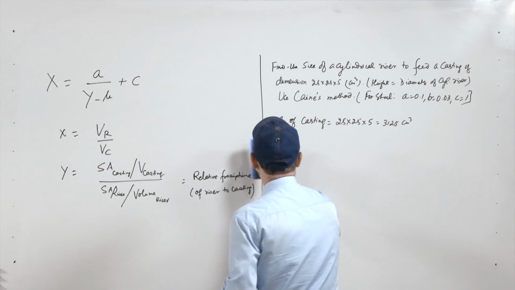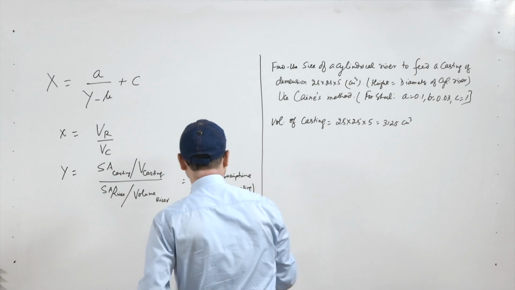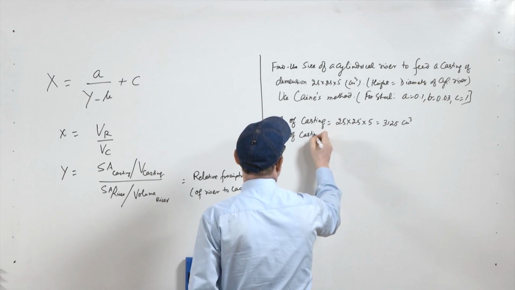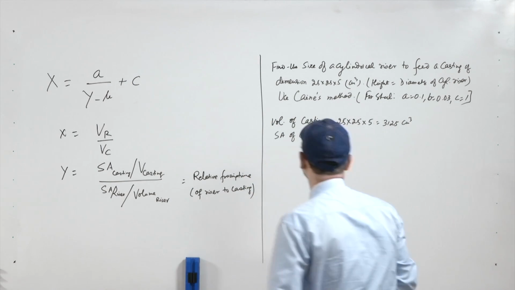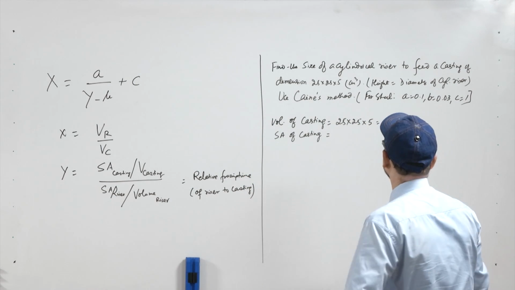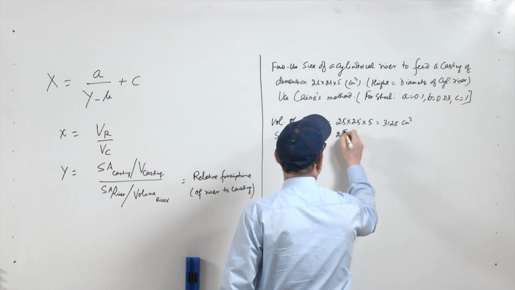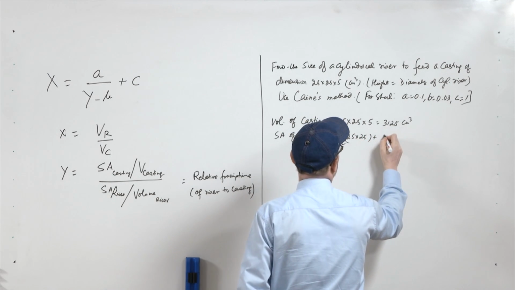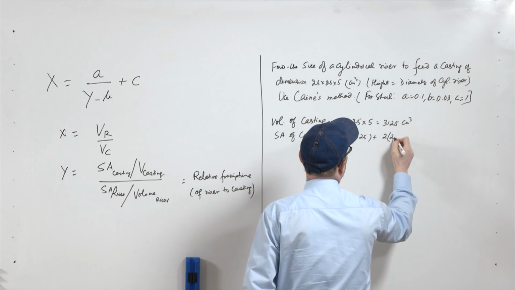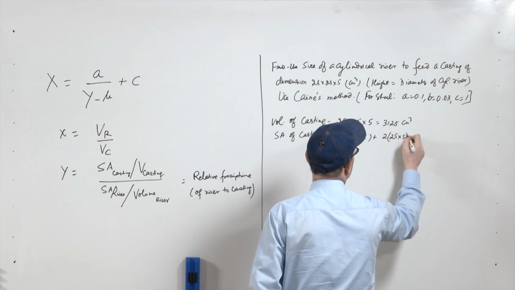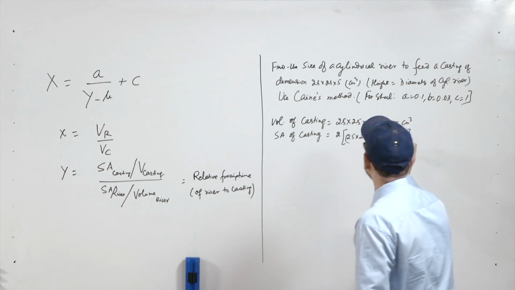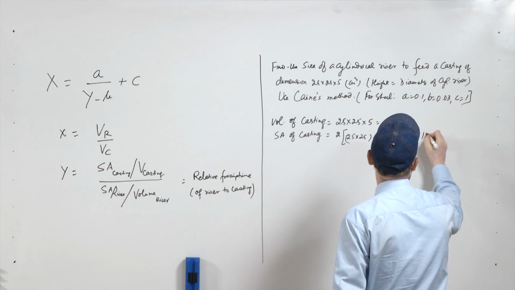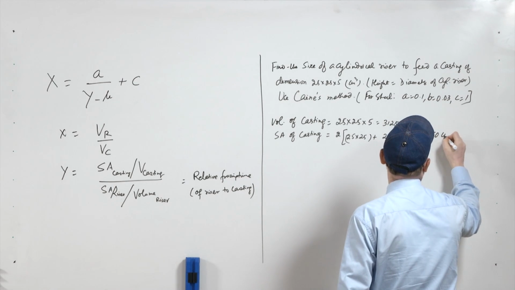Then comes the surface area of the casting. So, surface area of casting will be 2 times 25 into 25 plus 2 into 25 into 5. So, it will be 625 plus 250, that is 875, and this will be 1750 centimeter square.